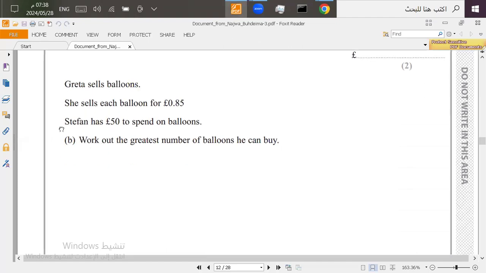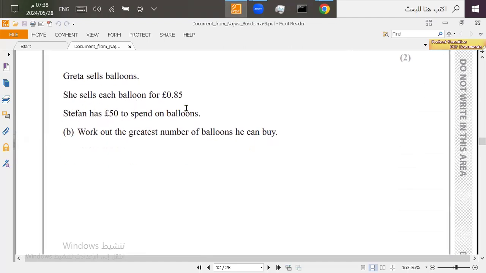Greta sells balloons. She sells each balloon for 0.85 pounds. Stefan has 50 pounds to spend on balloons. Work out the greatest number of balloons he can buy. So each one is 0.85, and he wants to spend as much as he can. So as much as he has on balloons, it means we're going to divide the 50 by 0.85. And then we will know how many balloons we can buy.